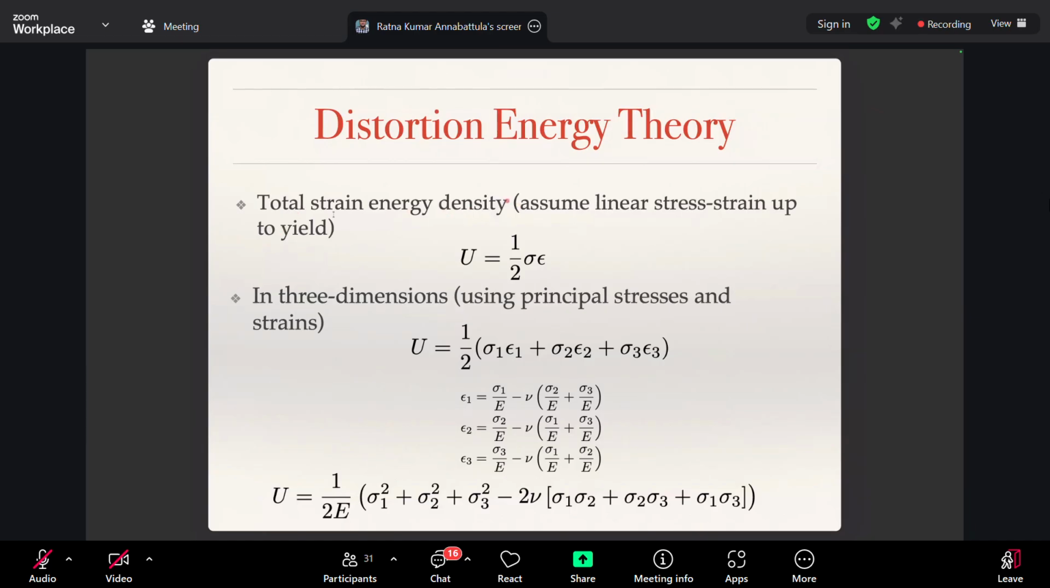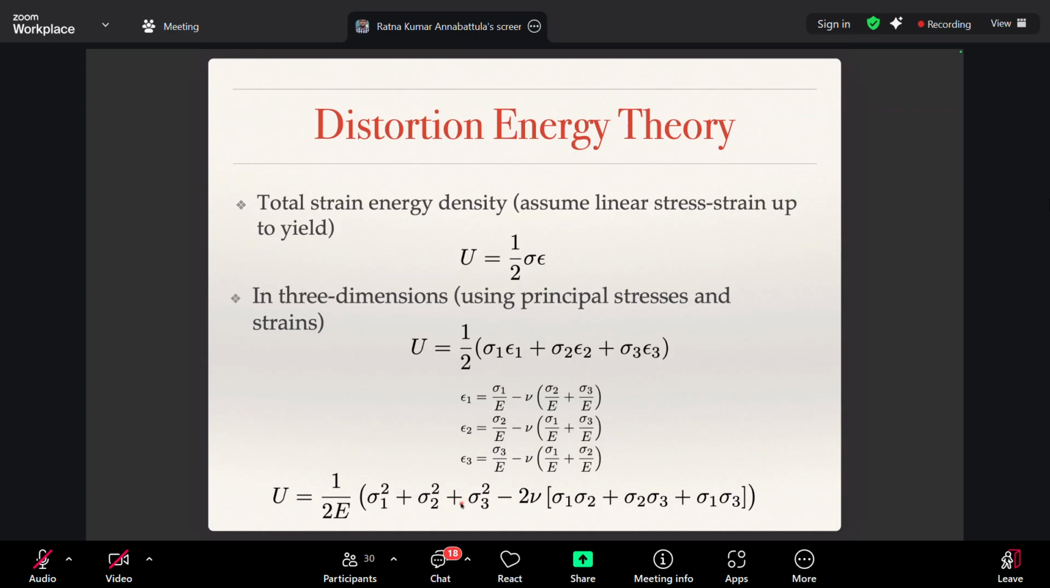The total strain energy density is 1/2 sigma times epsilon if you are assuming a uniaxial state of stress. But for a three-dimensional state of stress, you have 1/2 of sigma 1 epsilon 1, plus sigma 2 epsilon 2, plus sigma 3 epsilon 3. This is something we saw in yesterday's class. And we have constitutive relations: strains and stresses are related through Young's modulus and Poisson's ratio like this. These are principal stresses and principal strains. Now you plug in epsilon 1, epsilon 2, epsilon 3 with these expressions, and the total strain energy density is equal to 1 over 2E times this, which we derived in yesterday's class.